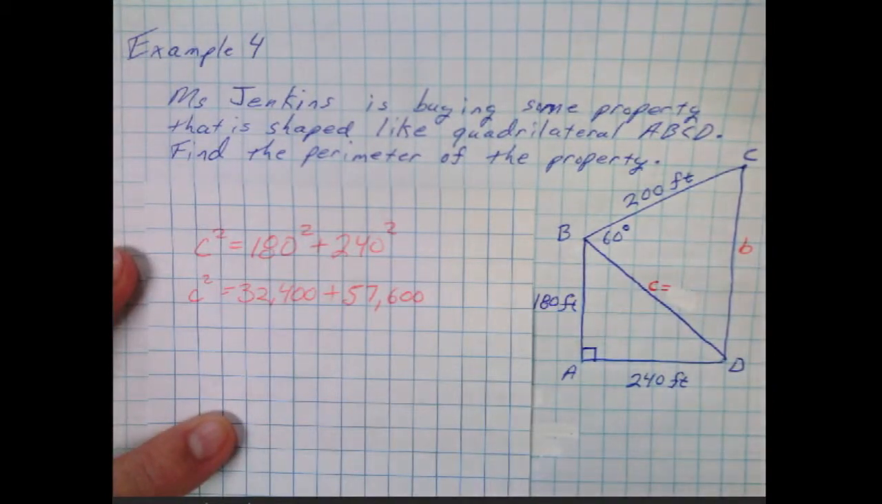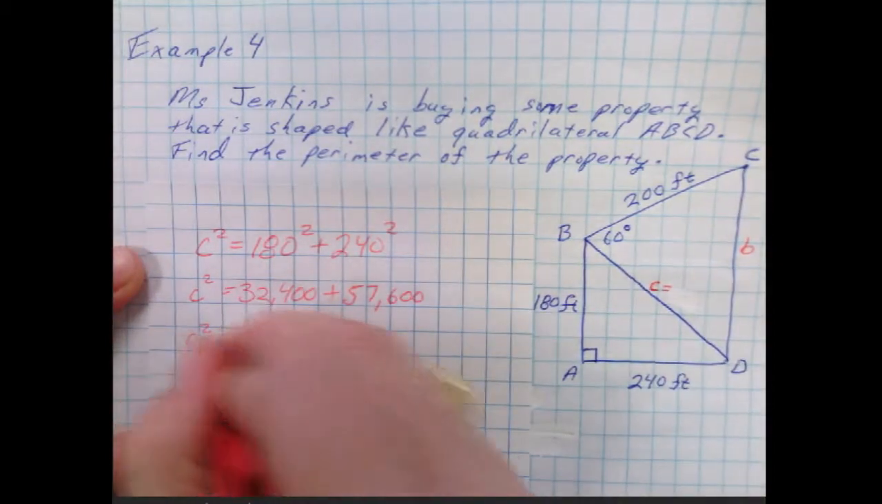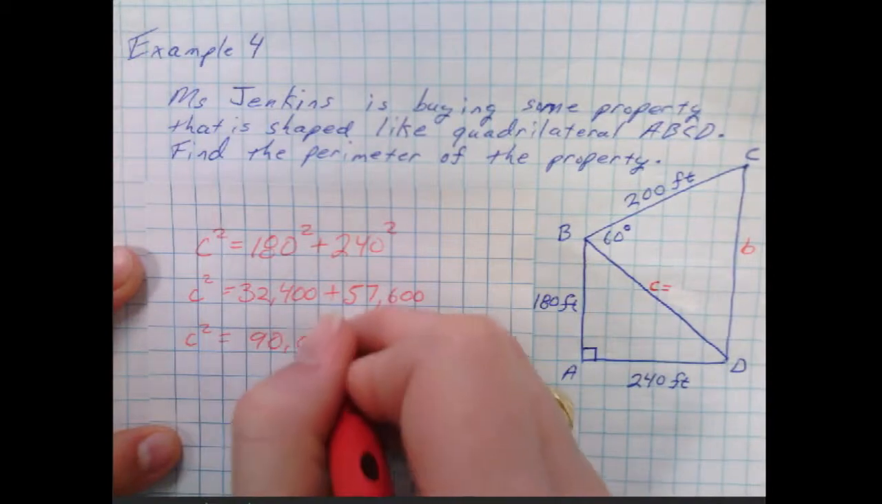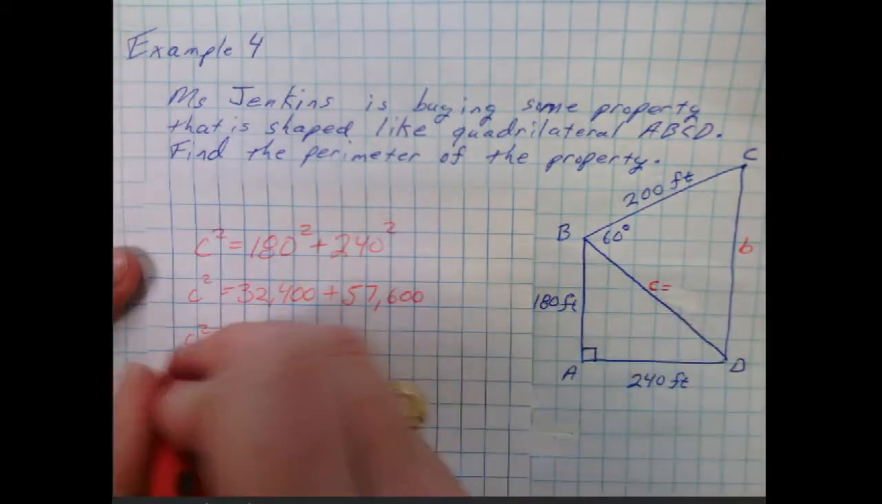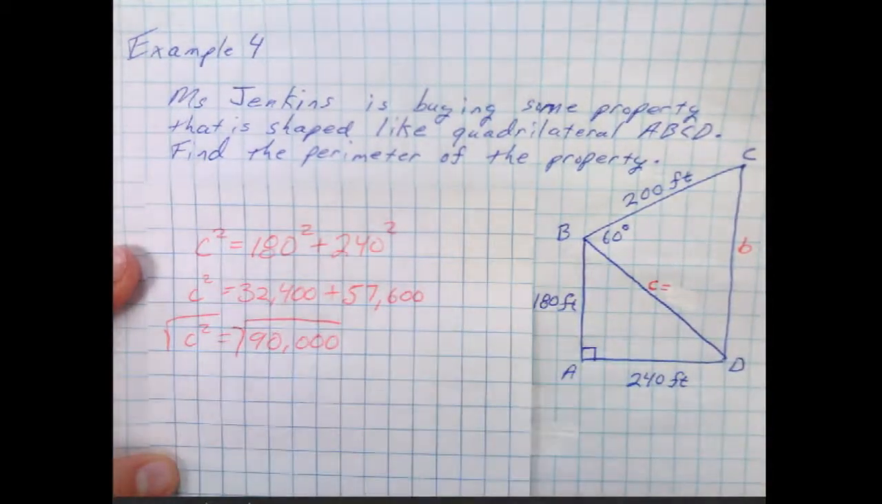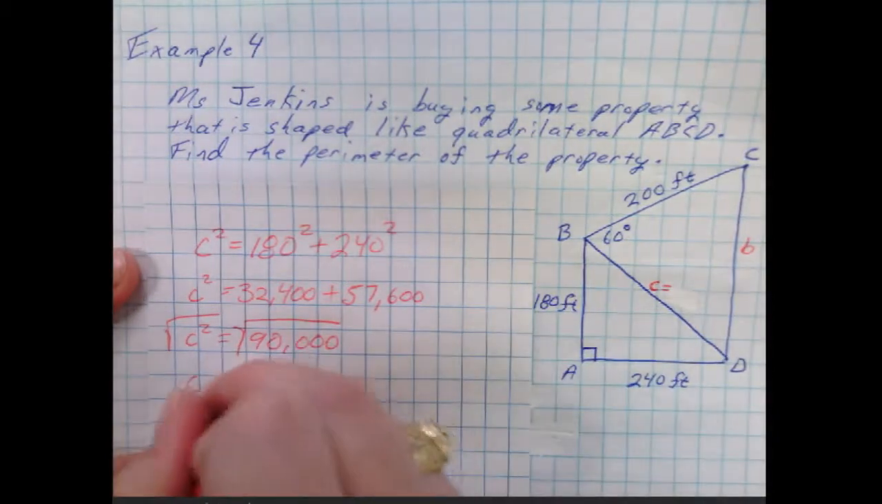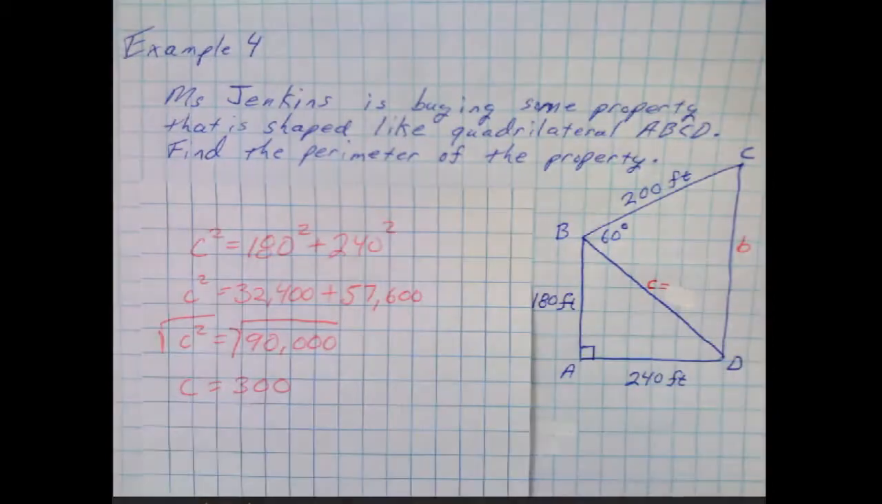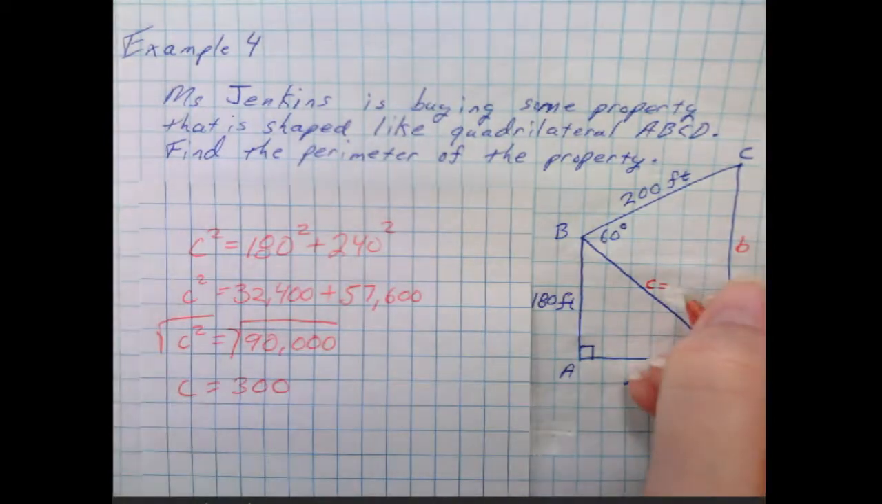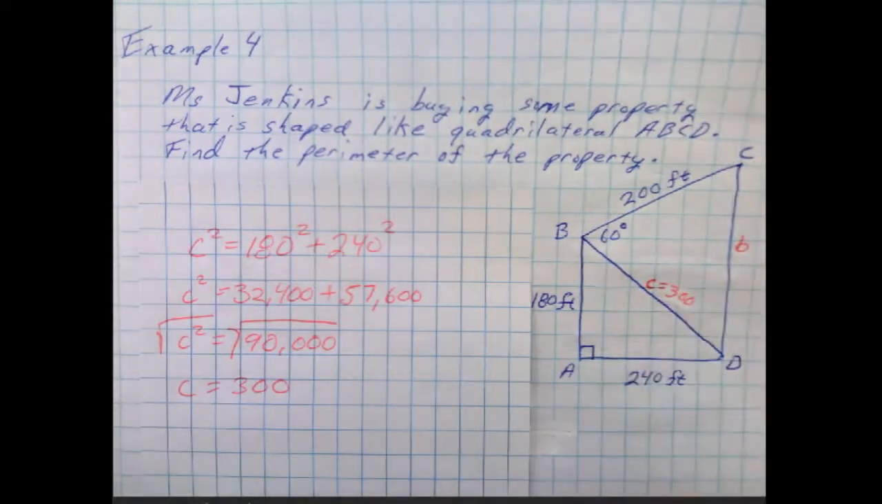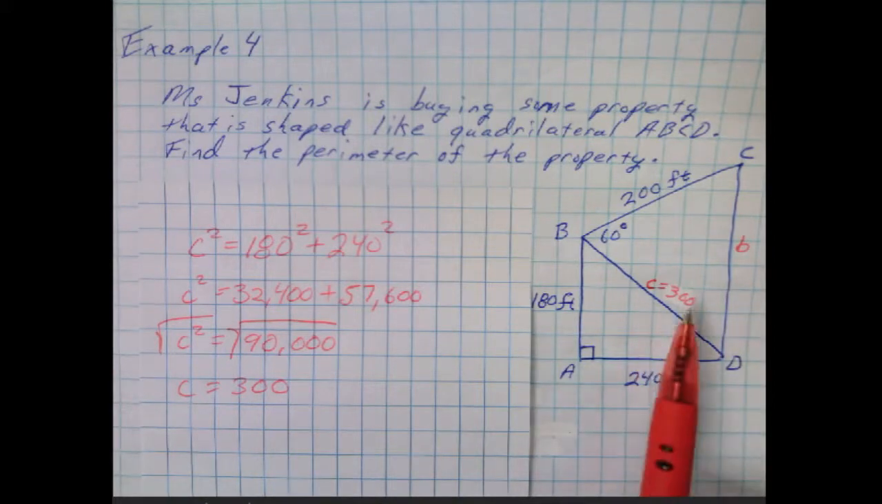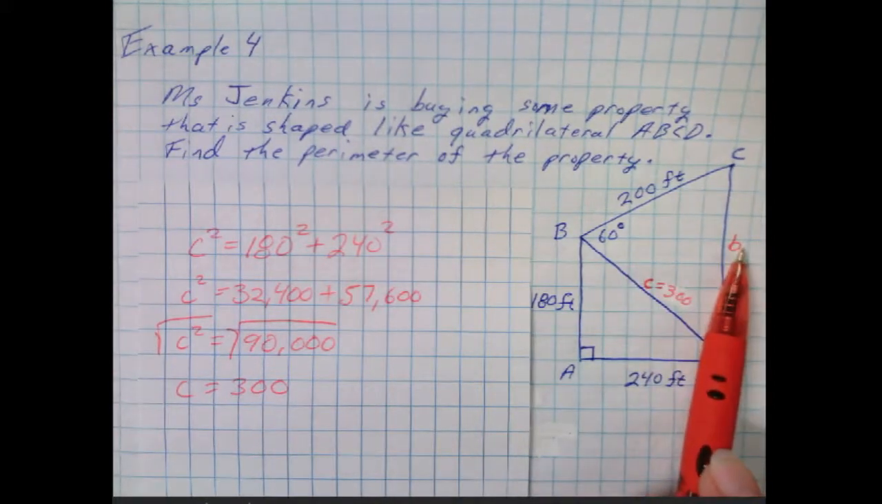So we're just going to add those together. And when we add those together, we get 90,000. So C squared equals 90,000. If we take the square root of both sides so we can find C, we end up with C equals 300. So I'm going to plug that in here on my picture. This is 300.